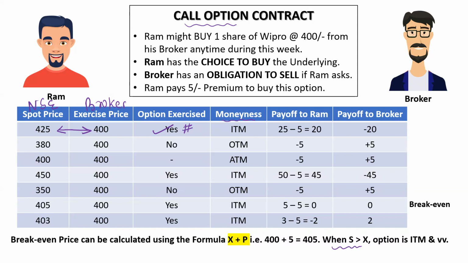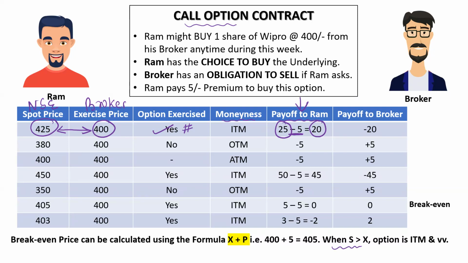The next is the payoff. Now we are going to calculate the payoff to Ram. He is getting to buy a share at 400 when the price is actually 425. That means you are making a profit of 25 in this transaction. But you have paid a premium of 5, so your net profit is 20. We are adjusting the premium only over here. We are not adjusting the premium in moneyness.